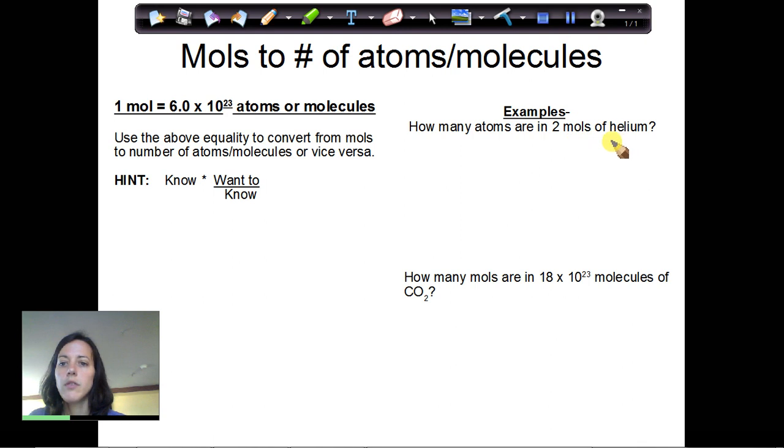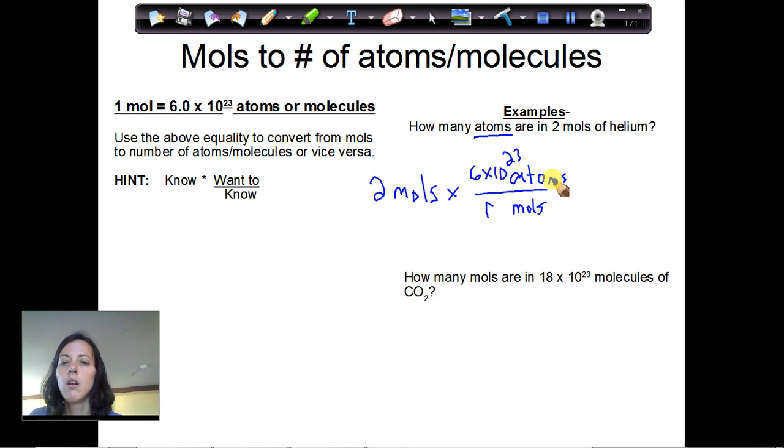So we know we have 2 moles of helium. So we're going to write down 2 moles. And then we want to set it up with our want to know. We know moles. And the problem is asking us for atoms. So we're going to put atoms on the top. And then if we come over here, 1 mole is 6 times 10 to the 23rd atoms or molecules. In this case, we have atoms. So we'll put 1 on the bottom. That's a 1. And 6 times 10 to the 23rd on top.